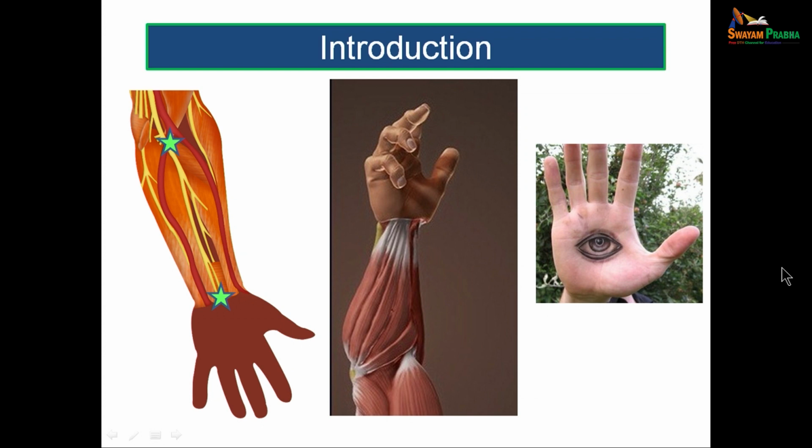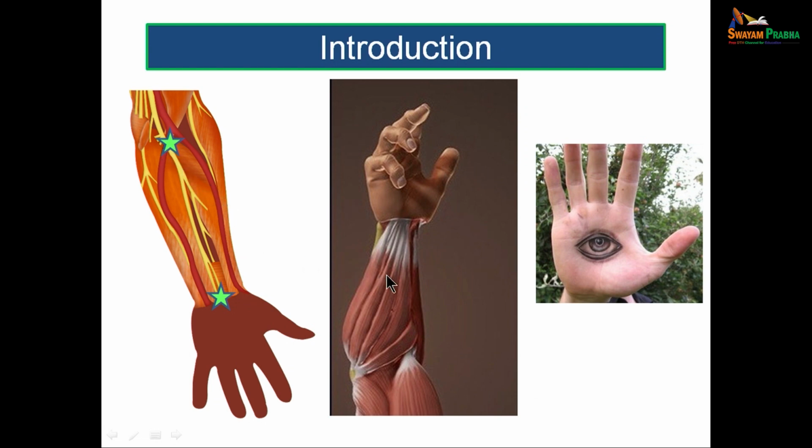What is this median nerve? Why is it called so? The term median means it lies in the midline. Median nerve lies in the midline of the forearm as indicated by these two stars which highlight the median nerve here. So it is lying in the midline of the forearm, so it is called median nerve.